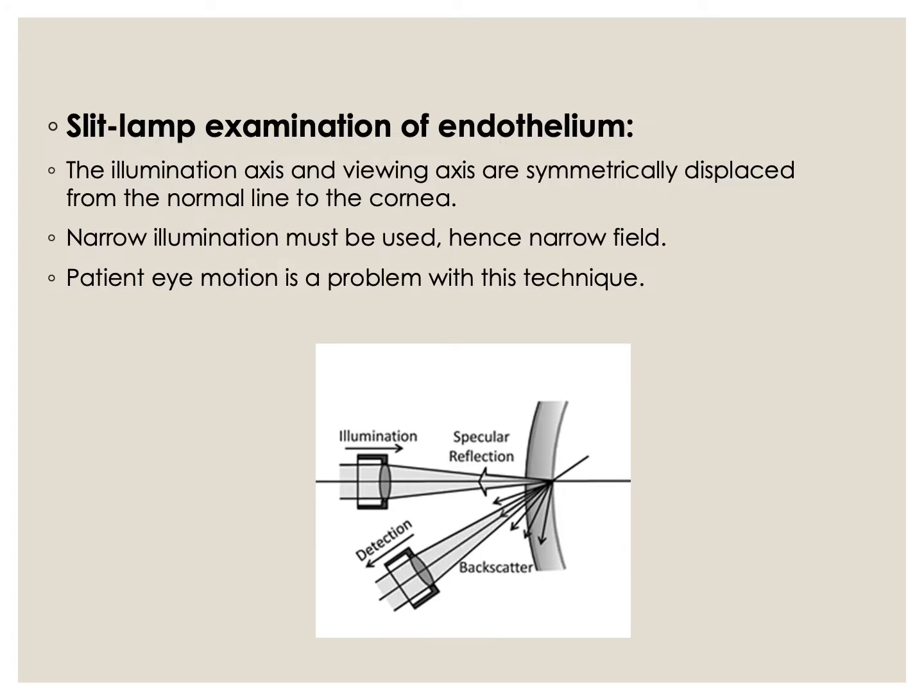In this technique, the illumination axis and the viewing axis of the slit lamp are symmetrically displaced from the normal line to the cornea, and a narrow illumination beam is used, and usually we get a narrow field, so patient eye movement becomes a problem with this technique.